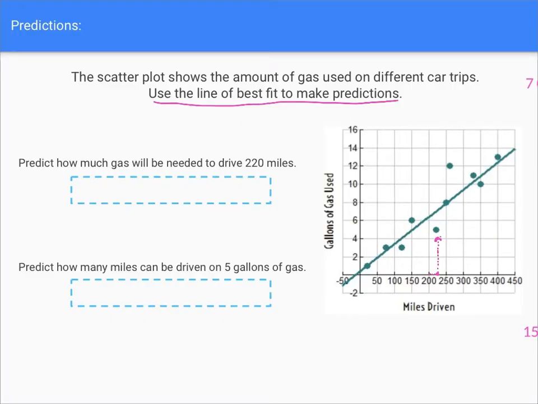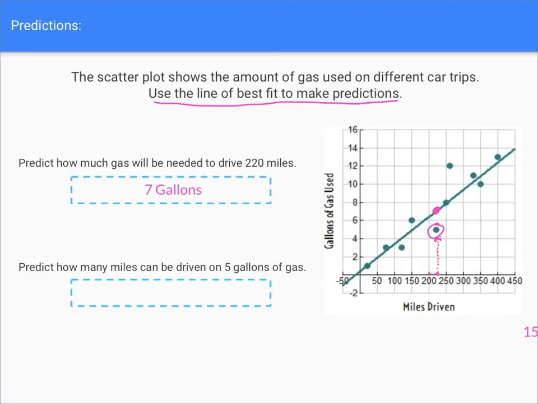A common mistake people will make is if they see a dot right where they want it to be, that's the answer they will give. But that is not using the line of best fit. That just happens to be how that car did driving that amount of distance. But on average, or what we can predict based on our trend, is using the line of best fit. So we want to use the line of best fit as our answer. And when we do that, we should get 7 gallons. So along the line of best fit is where we select our answer, not where a dot just happens to be.